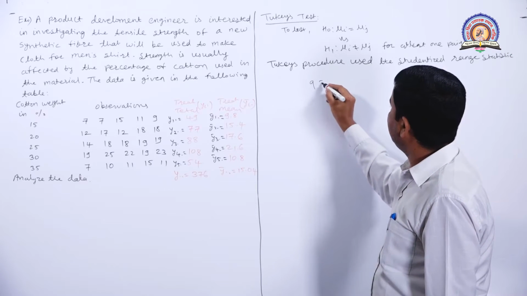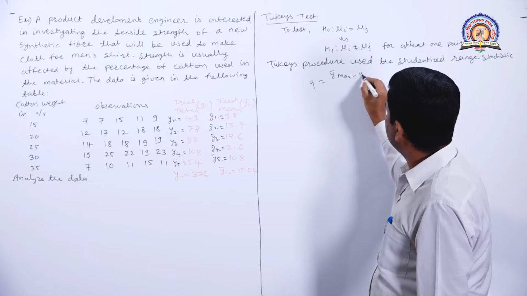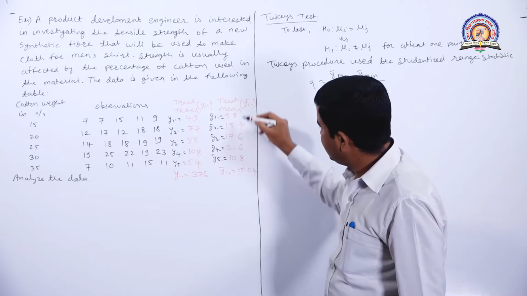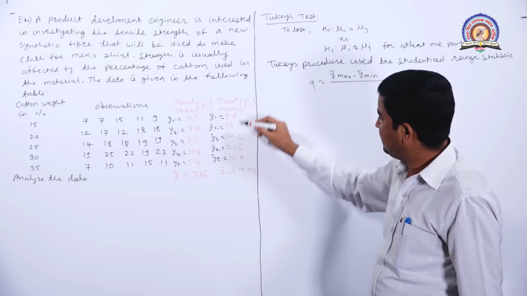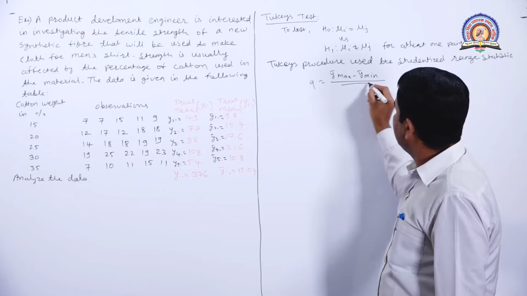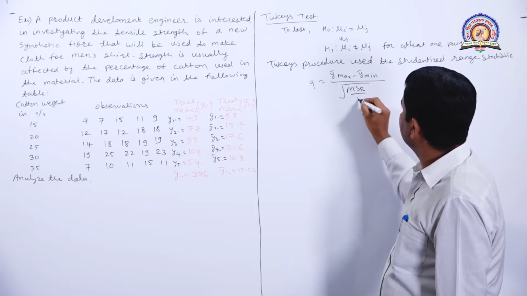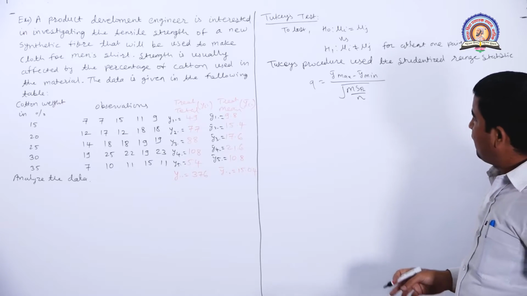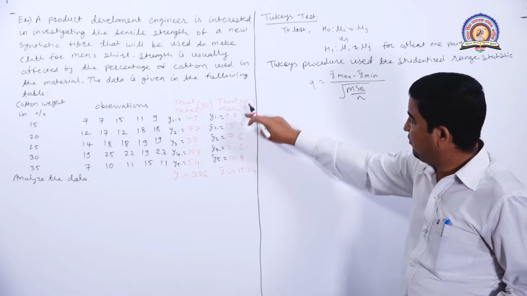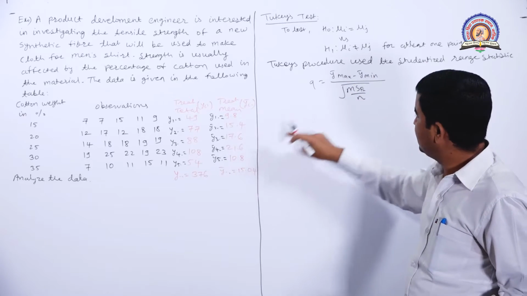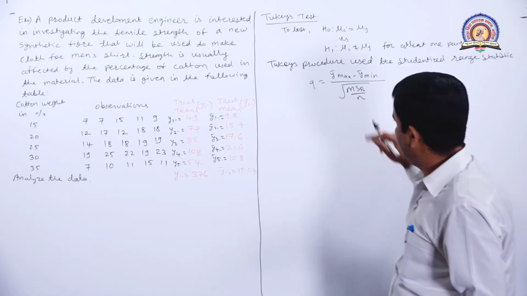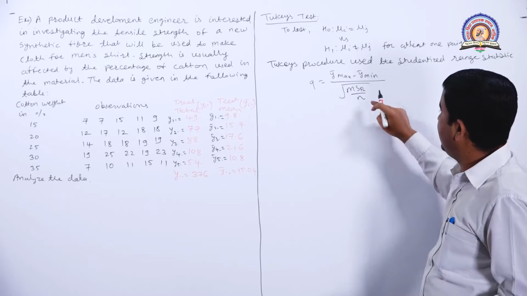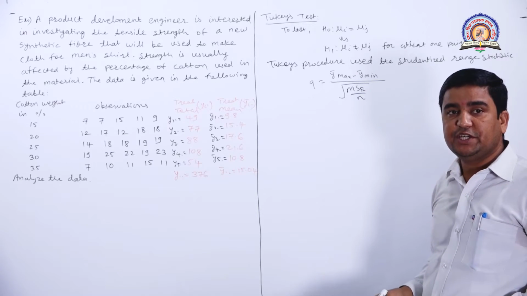Which is Q. Q is y bar max minus y bar min. Now y bar max means the maximum observation from these y bars, and y bar min means the minimum observation from these y bars, and under root of MSE upon n. So Tukey uses the studentized range statistic, where y bar max is the maximum mean and y bar min is the minimum mean. MSE is the mean square error obtained in the ANOVA table, which in this example is 8.06, and n means the number of observations for each treatment.